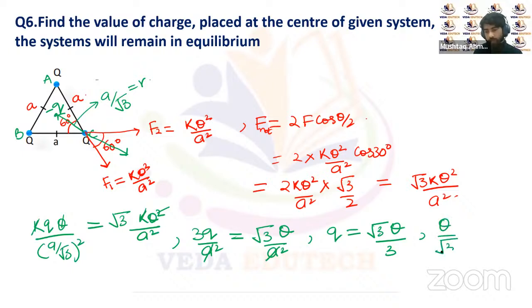So this should be the magnitude of the charge, or we can say the charge to be placed at this point should be equal to minus Q upon root 3, right? That's minus Q upon root 3 at the centroid, so that the charge placed at C will remain in equilibrium. So this is how the equilibrium is possible, right?